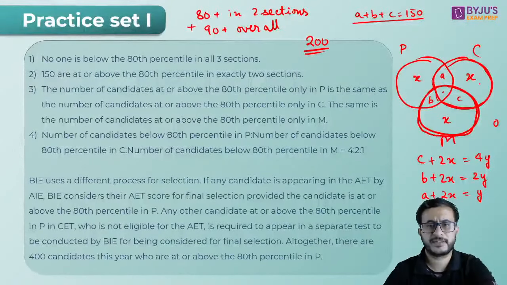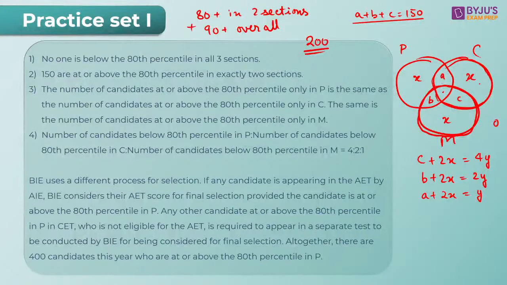Okay, so now let's solve for these values and find out what could be the possible values of X and Y. Okay, so the first thing that we will do is we will add all these. So when you add, you get A plus B plus C. Why did we add? Because we know the value of A plus B plus C. So that is why we'll add these equations. So it gives us A plus B plus C plus 6x is equal to 7y. Okay, so that means 6x plus 150 is equal to 7y.